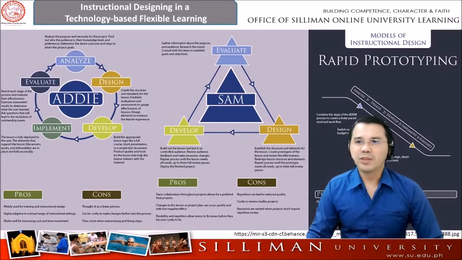For you to be able to see the differences of the three models that I introduced, an infographic is presented on the screen. The first is ADDIE: the analyze phase, the design phase, the develop phase, implement, and evaluate. For some, it starts from design, develop, then evaluate. For the rapid prototyping model, start first with analyze, you design, you develop, you implement, then you evaluate.